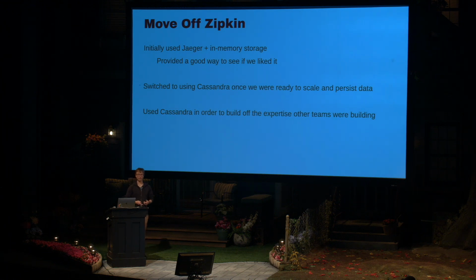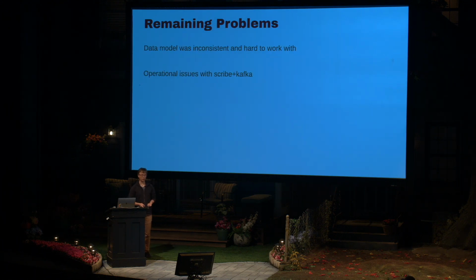And finally, when we had sort of figured out if it would work or not, we switched to Cassandra as our persistent storage backend. Now, we used Cassandra instead of some of the other options because other teams at Dropbox had recently started using Cassandra, and we could piggyback off of their expertise to sort of bootstrap ourselves easy. So now we have a better UI. We have a mostly working ingestion pipeline.